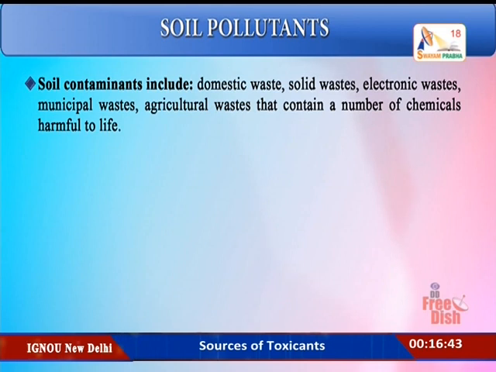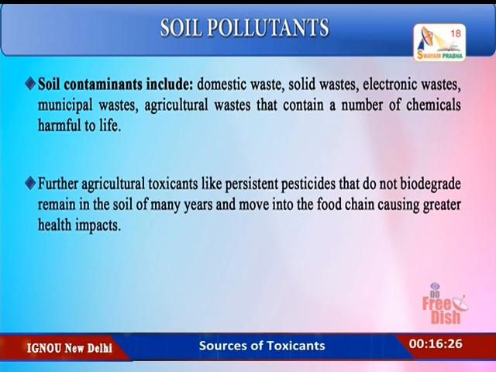Soil contaminants can include domestic waste, which is normally biodegradable waste. Then you can have solid waste, electronic waste, municipal waste and agricultural waste, and all of these contain a number of chemicals which are really harmful to life. Further, agricultural toxicants like persistent pesticides cannot biodegrade, and they remain in the soil for several years together. They then move into the food chain, and that can cause a greater health impact.